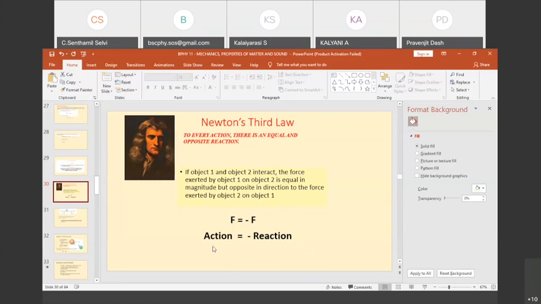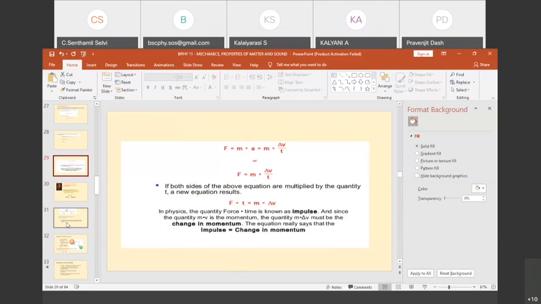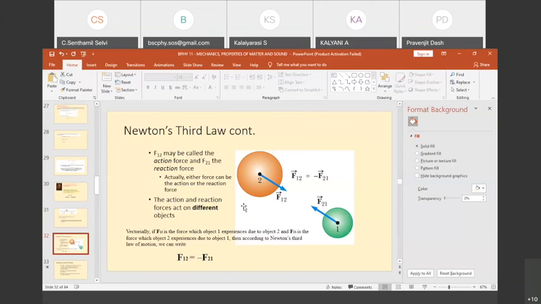So what is F? We call it action. Minus F is the reaction, so here minus F is there. So we can say action is equal to minus reaction. Here we have taken two balls. We have marked the force F1,2 and here F2,1. So action is equal to minus reaction. F1,2 we can call action, and this F2,1 is in the opposite direction, so that is called the minus reaction. So the action and reaction forces act on different objects.